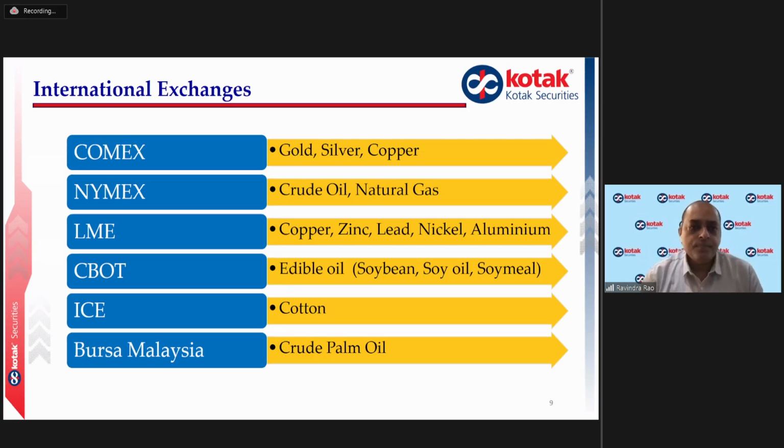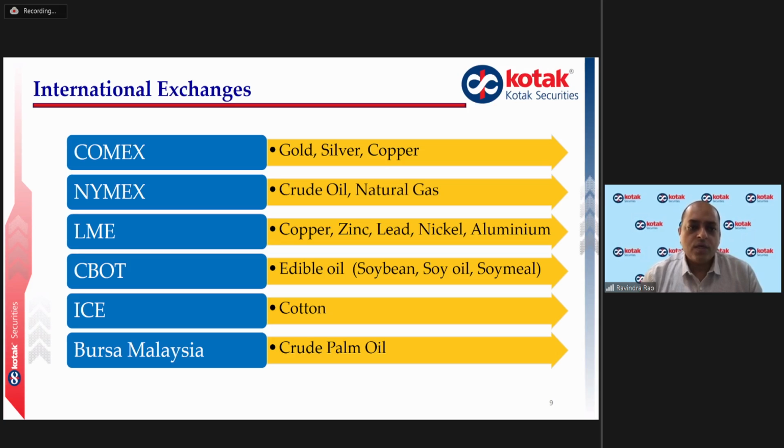So these are the different exchanges that one has to look at when trading commodities. In case of gold, silver, copper, one has to look at COMEX. For crude oil and natural gas, NYMEX is the benchmark exchange. Copper, zinc, lead, nickel, aluminum are traded on London Metal Exchange. Edible oils like soybean, soy oil, soy meal are traded on CBOT.